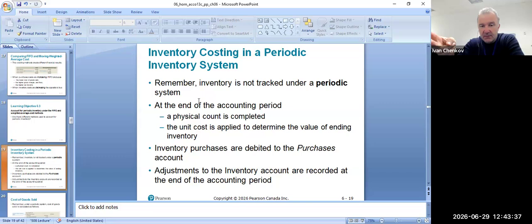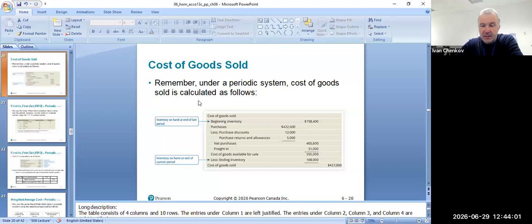At the end of the period, we're going to count what we purchased. We're going to see from the invoices what we sold. We're going to come up with the ending inventory. We're going to physically count the ending inventory. We're going to see how many units we have. And we're going to come up with the calculation for the cost of goods sold and ending balance.